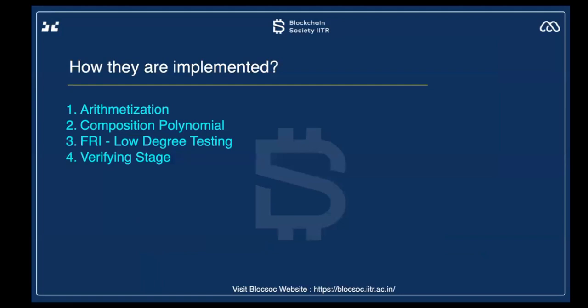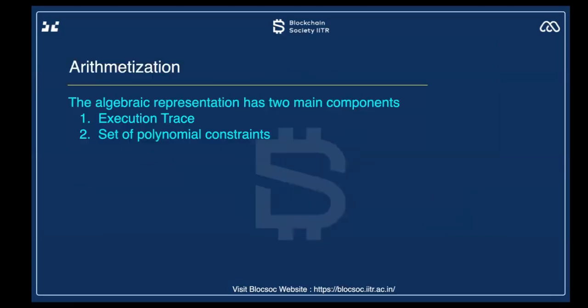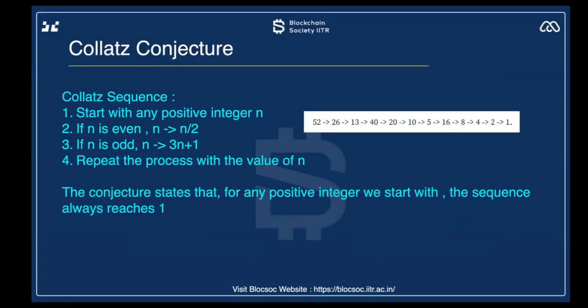So how are they implemented? There are mainly 4 steps in the STARKs implementation. We will go through each of them one by one. First is arithmetization. The information that the prover wants to prove to the verifier has to be represented in some algebraic form. The algebraic representation has 2 main components. First is the execution trace, and the second is a set of polynomial constraints.